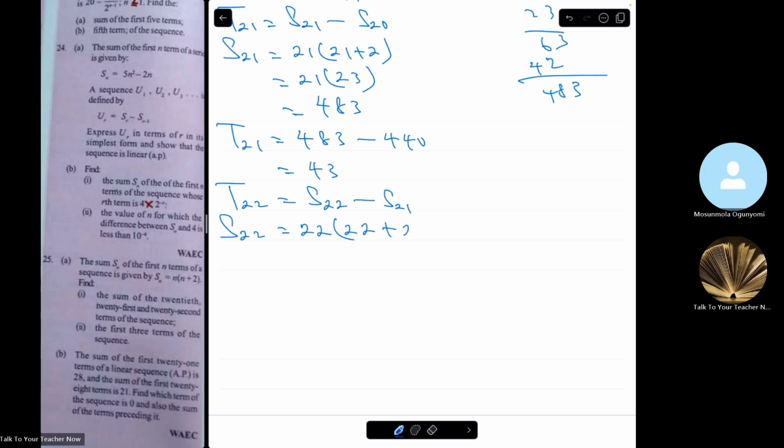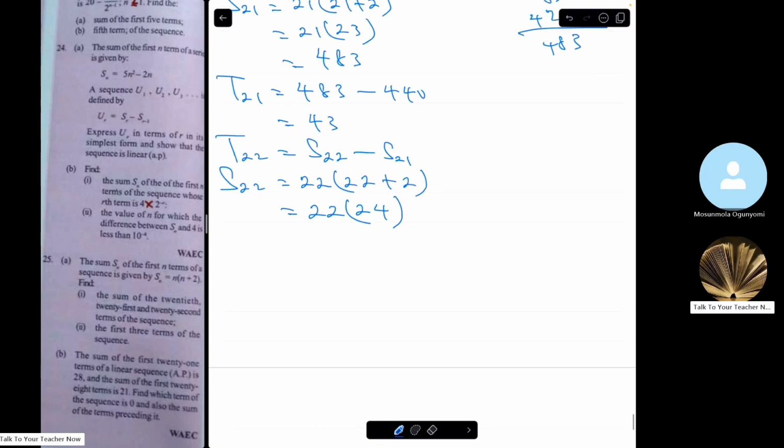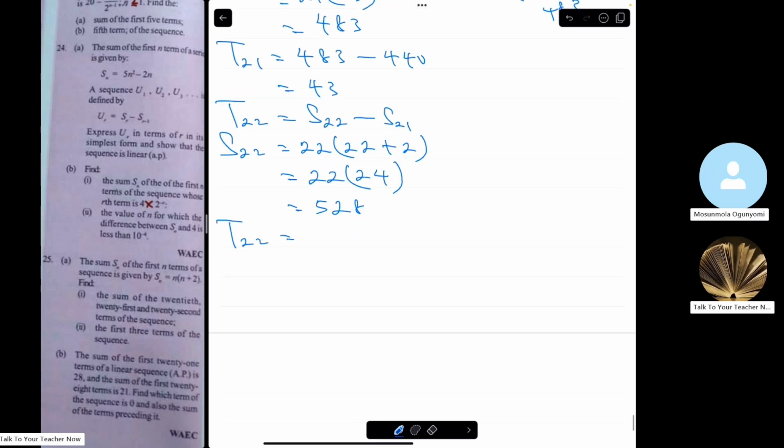In the exam, the examiner will not call your attention to that. That's 24. Expensive mistake. So 22 times 24 is what? 528. So T22 will be equal to what?